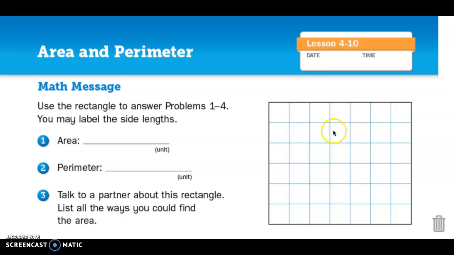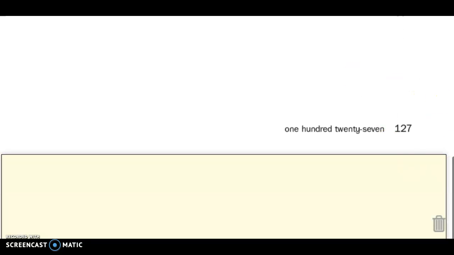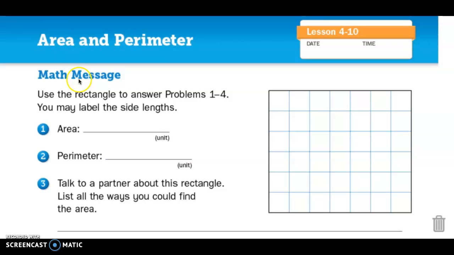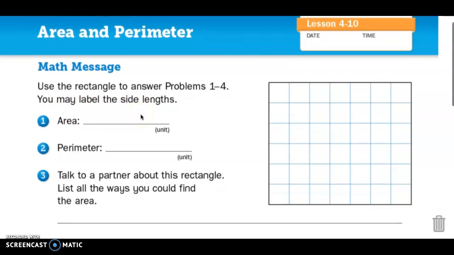Welcome back, mathematicians. We are on Math Message for 4-10 in our journal, page 127 today. Okay, we're working with the area and perimeter again. We should almost be experts at this by now. It says use the rectangle to answer problems 1 through 4. You may label the side lengths.